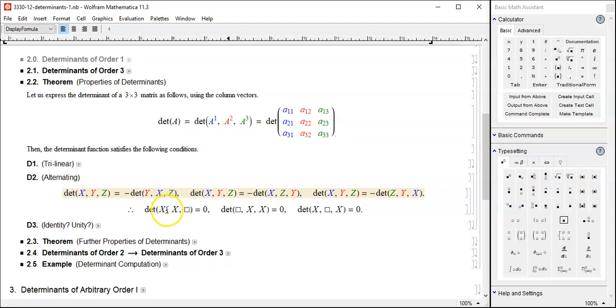Switching first and second column, we can switch those, but then again, even after switching, there's no change because those 2 columns are identical. So we have to have the same result even after taking the negative value. What real number stays the same after taking the negative? Only 0. So we have these properties which are immediate consequences of the alternating property. 2 identical columns, immediately 0.